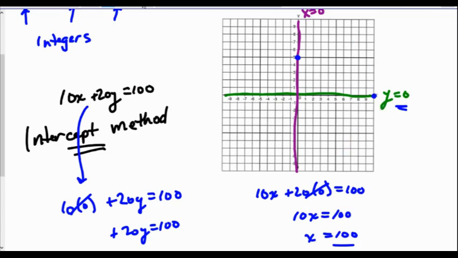And then all I'm going to do is take a ruler and draw myself a line, make it a nice big long line here. Okay. And there is my graph, all done. Okay, and that's the intercept method.